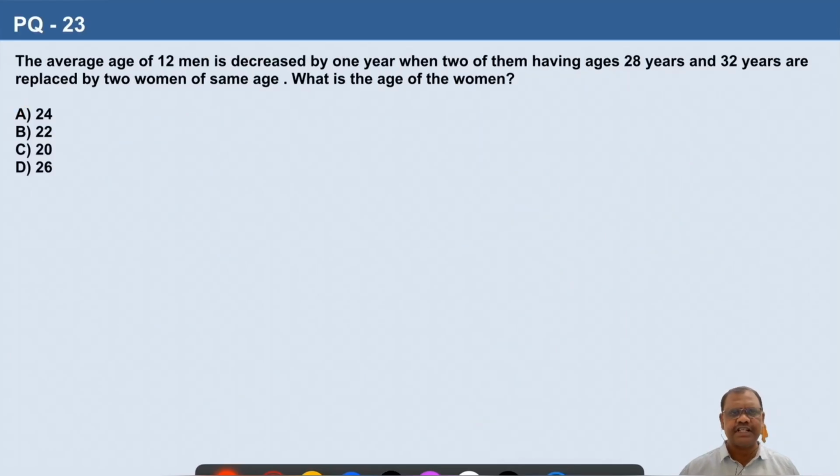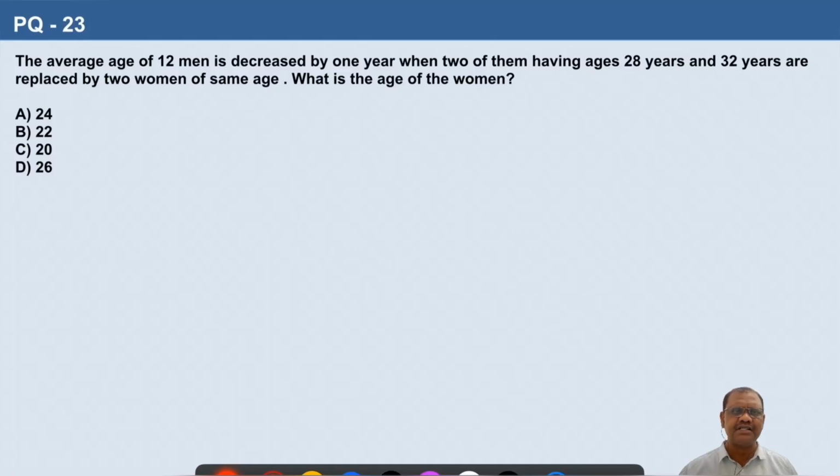Question number 23. The average age of 12 men is decreased by 1 year when two of them having ages 28 years and 32 years are replaced by two women of same age. What is the age of the woman?